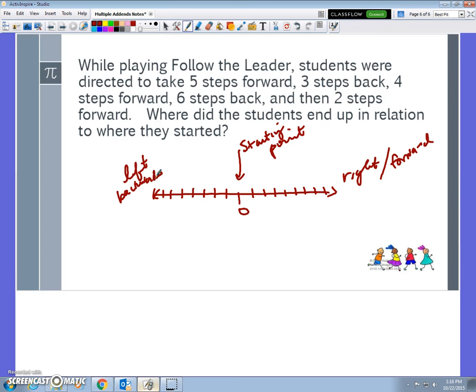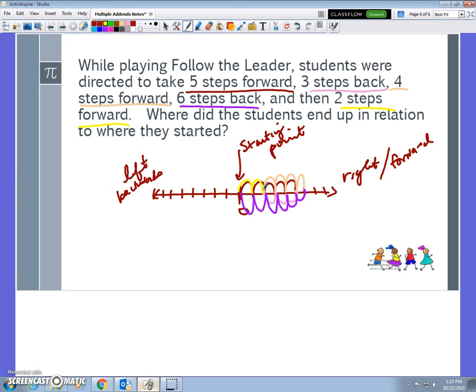Okay, so let's take a look here. If we're starting here, we're just going to call the starting point 0. And we decided to take 5 steps forward. 1, 2, 3, 4, 5. Now we're there. Then from there, the new position, we went 3 steps back. So now we're here. And then we took 4 steps forward again. Okay, got that. And then we're going to take 6 steps back. Now I'm at 0. And then I'm going to take 2 steps forward.